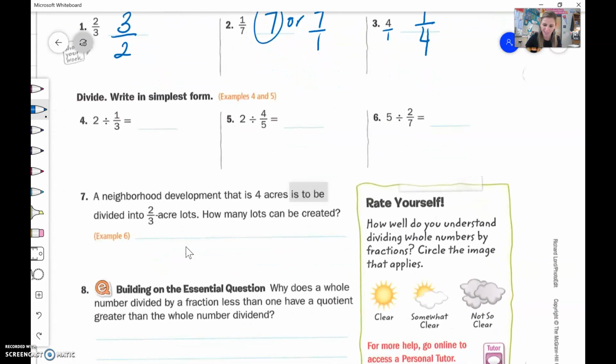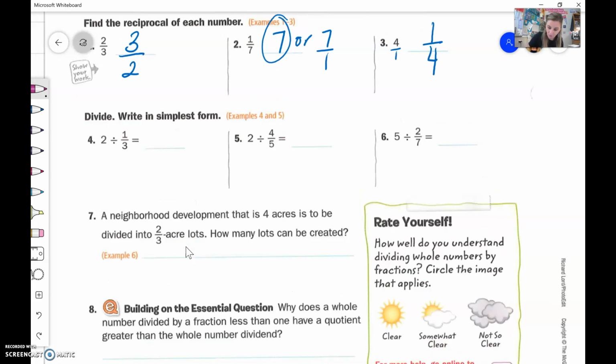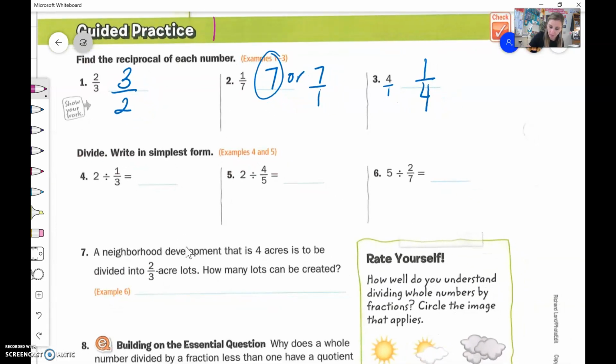Isn't this fun? Because it's like multiplying. Change my colors. All right, keep, change, flip. I'm going to write it up here. Keep, change, flip. Okay, so I'm going to keep that first number of 2. I'm going to put it over 1. I'm taking that division, turning it into multiplication, and I'm going to flip and find the reciprocal of that second number.